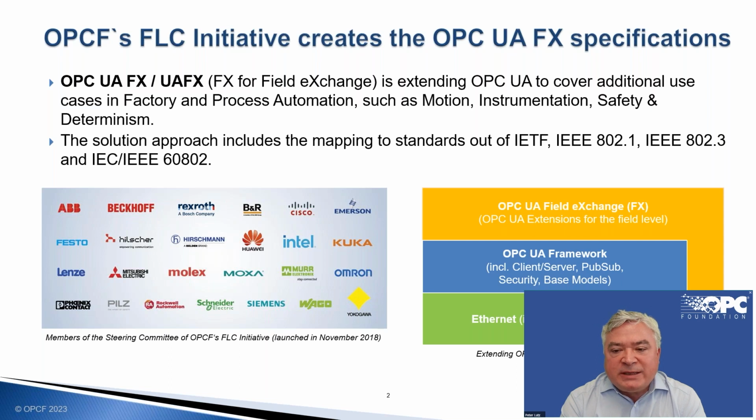On the right-hand side, you see a very rough sketch of the overall solution approach. As I said, I'm not going too much into technical details, but you can easily understand the approach, which is that we are reusing the OPC UA framework with existing client server and pub sub, which is very important to have a very fast exchange of process data. We use the built-in security and some of the base models. So this is the foundation, so to say.